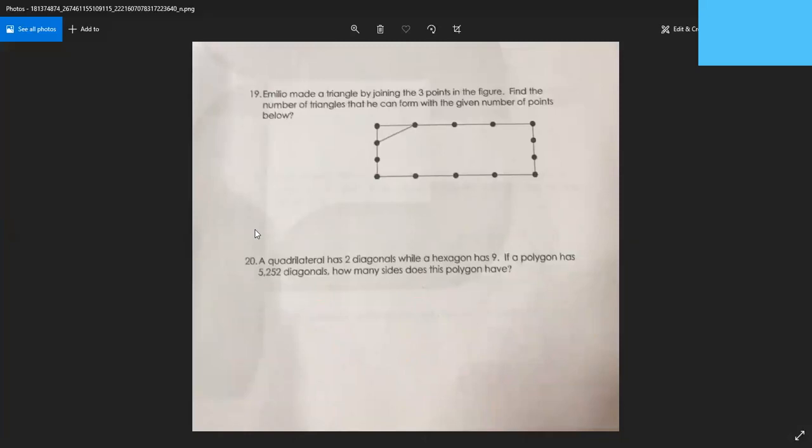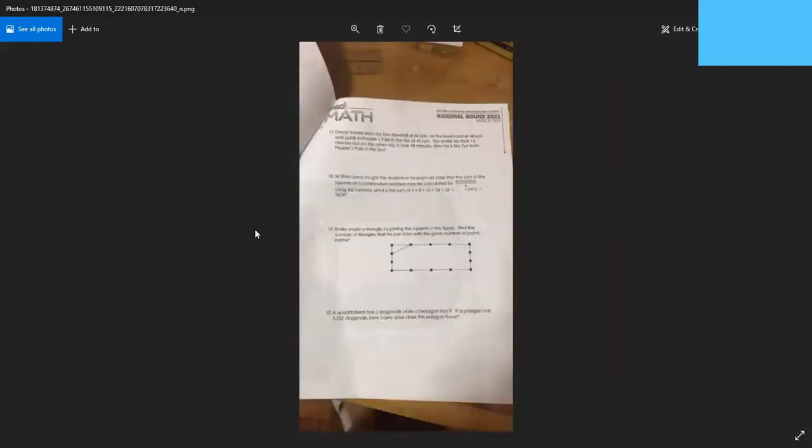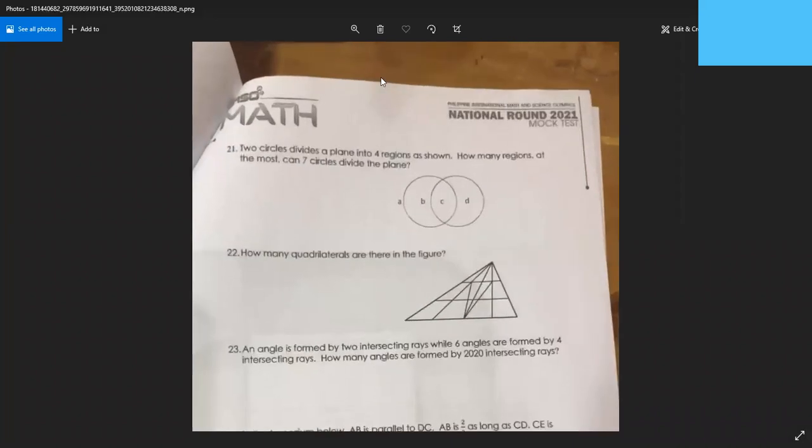Okay. Clear. Number 20 or 21. If you encounter number 21, we have a formula here. Very easy. If you encounter this one, two circles divide a plane into 4 regions as shown. How many regions at most can 7 circles divide the plane? The formula here is n squared minus n plus 2, wherein n is the number of circles. In that case, n is 7. So 7 squared minus 7 plus 2.